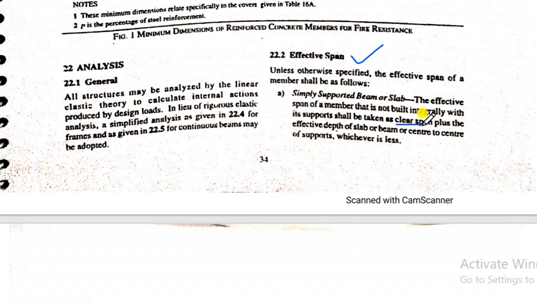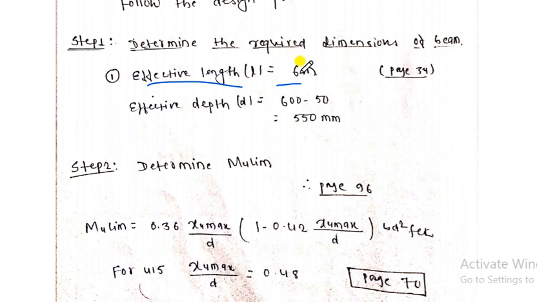I am telling you that if the effective span is not given, then how to calculate it? It is the clear span plus effective depth, or the center to center of supports, the center to center support of the wall. I hope you know, and we have already solved these types of problems in the singly reinforced beam. We have to follow the same procedure for calculating the effective span. In this question it is already given, so there is no need to calculate it.